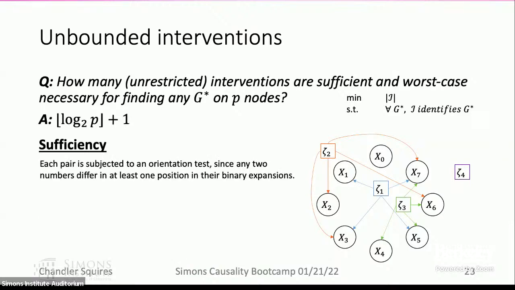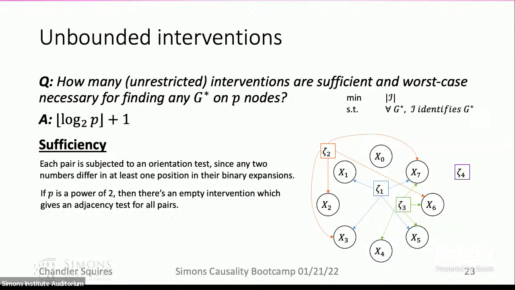So why does this work? The first thing to notice is that because each of the binary expansions of these different numbers is different, there's going to be at least one intervention at the spot where they're different that includes one but not the other. So we're guaranteed to get at least one of these orientation tests. If p is a power of 2, this is pretty easy. So you'll have that empty intervention out there that gives you your adjacency test for all pairs.